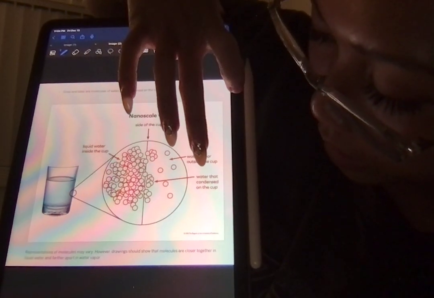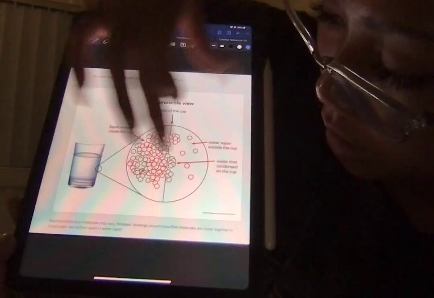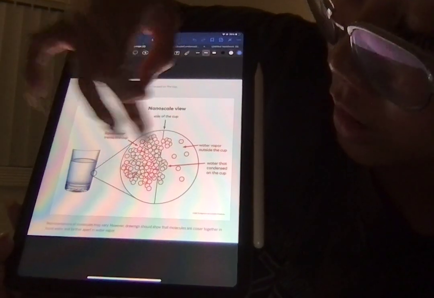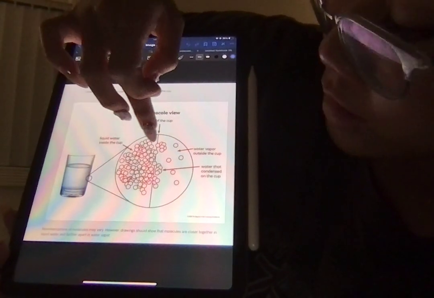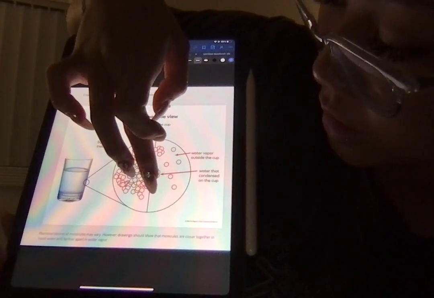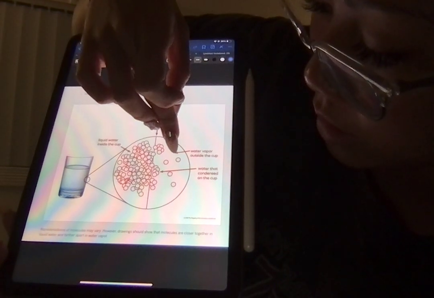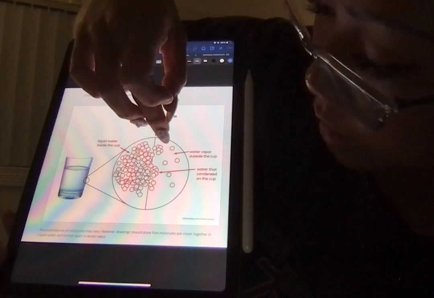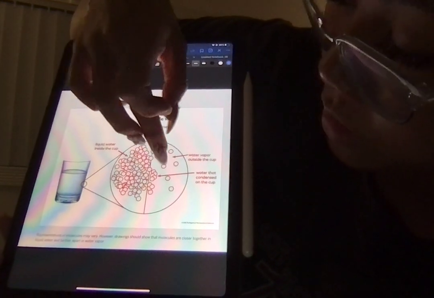And this is water that condensed on the cup itself. So you can see that when it's on the cup, it's still fairly condensed. But then once the water has evaporated or the water vapor is outside the cup, we can see that the molecules are more spread apart.